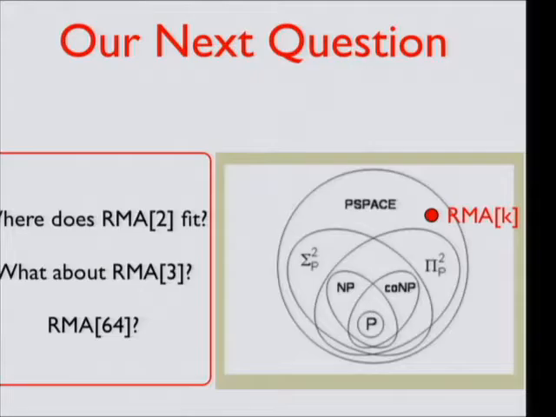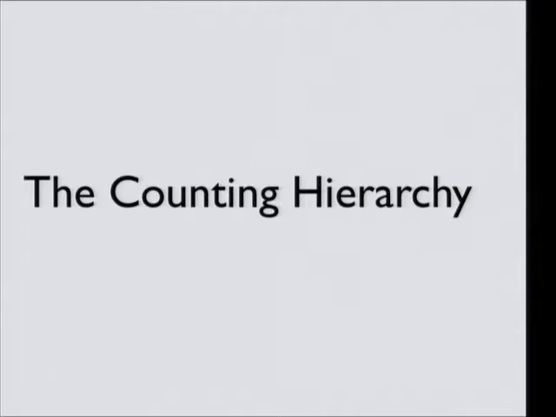And if we have more rounds, we really want to see the power of this model that I introduced in the introduction. Our next question is, what about RMA2, RMA3, RMA64? Where are these? We already showed that RMA1 is very high up here in PSPACE, and we argued informally that all of RMA is in PSPACE. But where inside PSPACE do these RMAk fit? And the answer is the counting hierarchy.